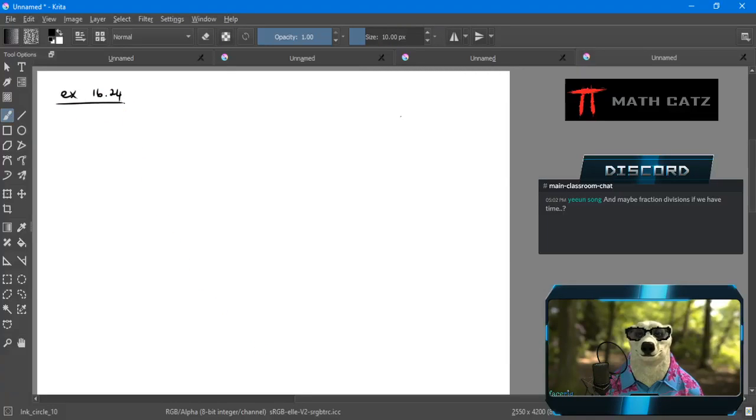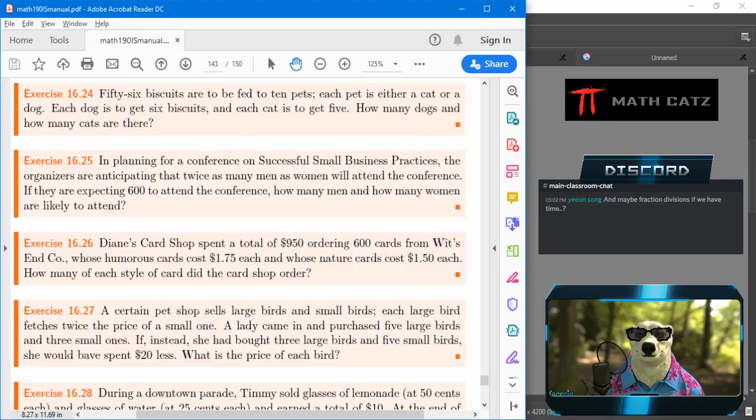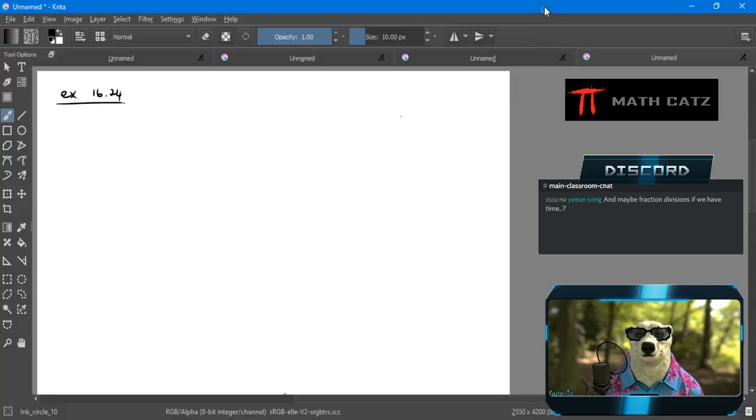Yeah, the sooner I see it as a translation, personally, the better off I'm going to be. All right. 56 biscuits are to be fed to 10 pets. Each pet is either a cat or a dog. Each dog is to get 6 biscuits, and each cat is to get 5 biscuits. How many dogs and how many cats are there? So that middle line, I'm really just getting an idea of the question. I'm not actually looking at the detail. I'm waiting for the question sentence. How many dogs and how many cats? Oh, there we are. Okay.